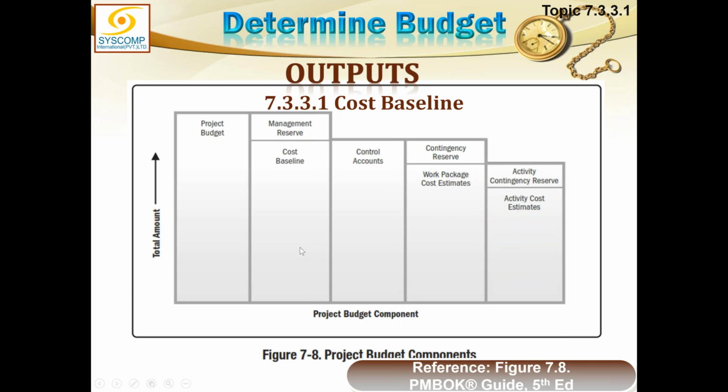This is the money which will be spent on the project. But for the protection of the project, management has kept a management reserve, and if cost baseline and management reserve are put together, that forms the project budget. Are you all clear about how this is made up?